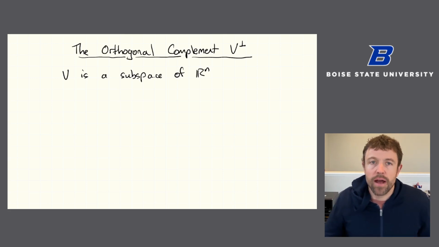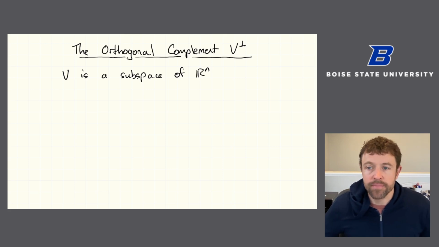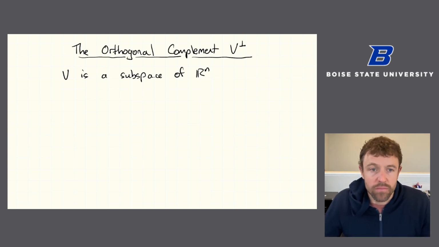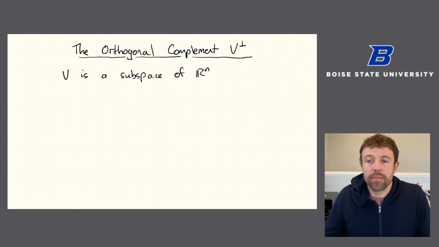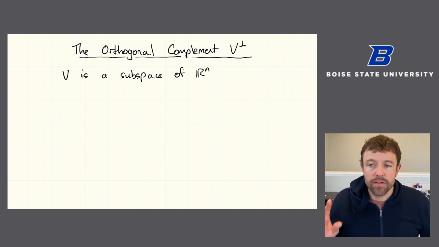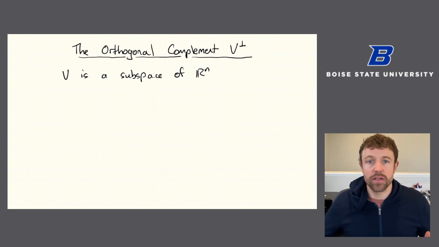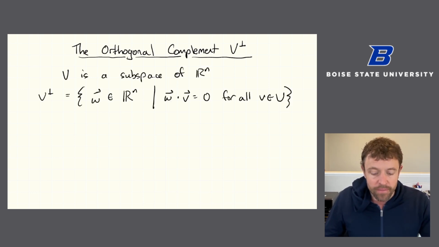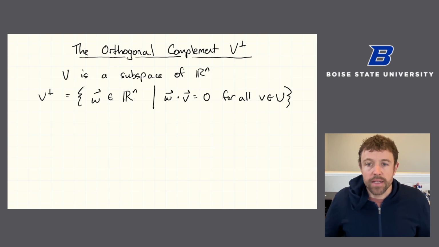In this video, I'm going to describe how to find the orthogonal complement of a subspace of Rn. And in order to do that, we should understand what I'm talking about, what an orthogonal complement is. So to give ourselves some perspective, V is a subspace of Rn, so a subset that's closed under addition, scalar multiplication, and contains zero. And the orthogonal complement of V is going to be everything in Rn that is orthogonal to everything in V.